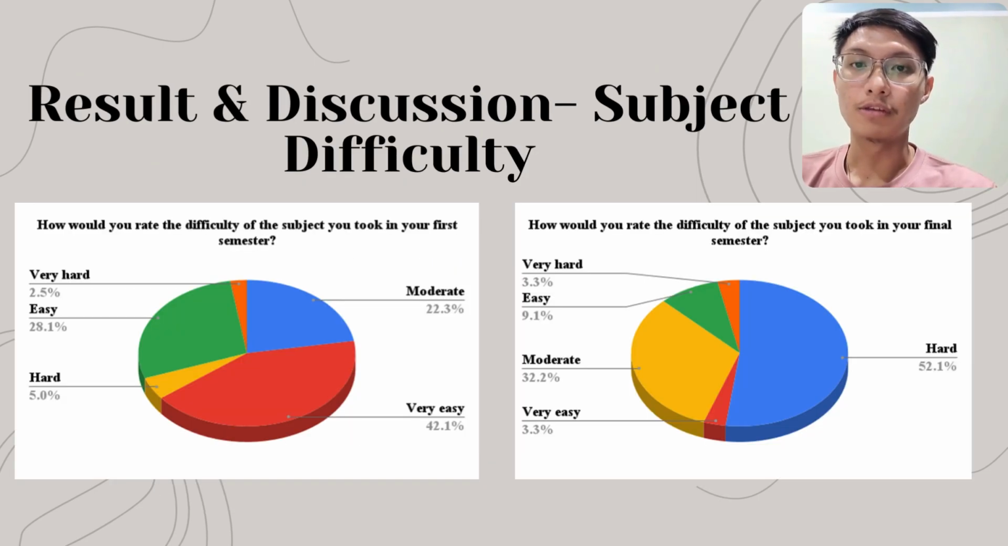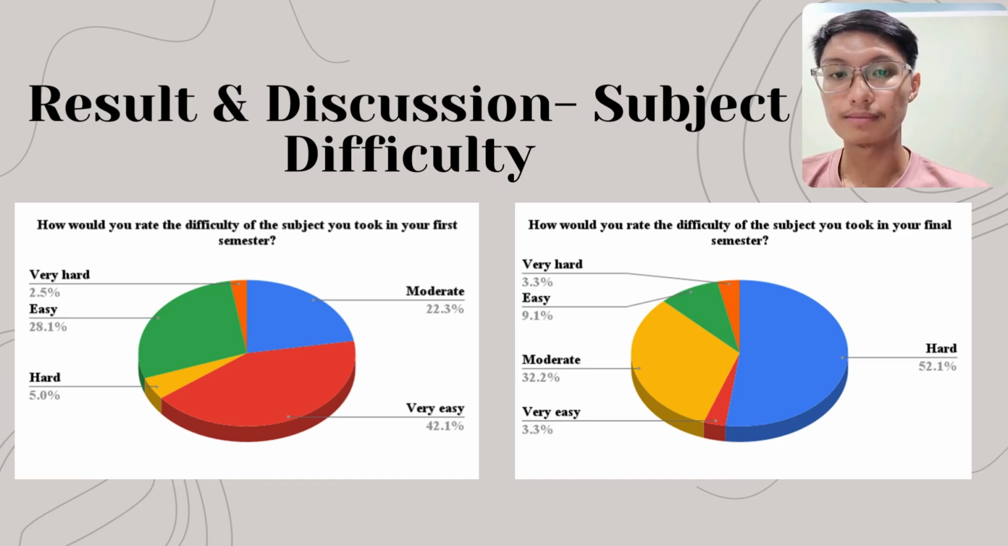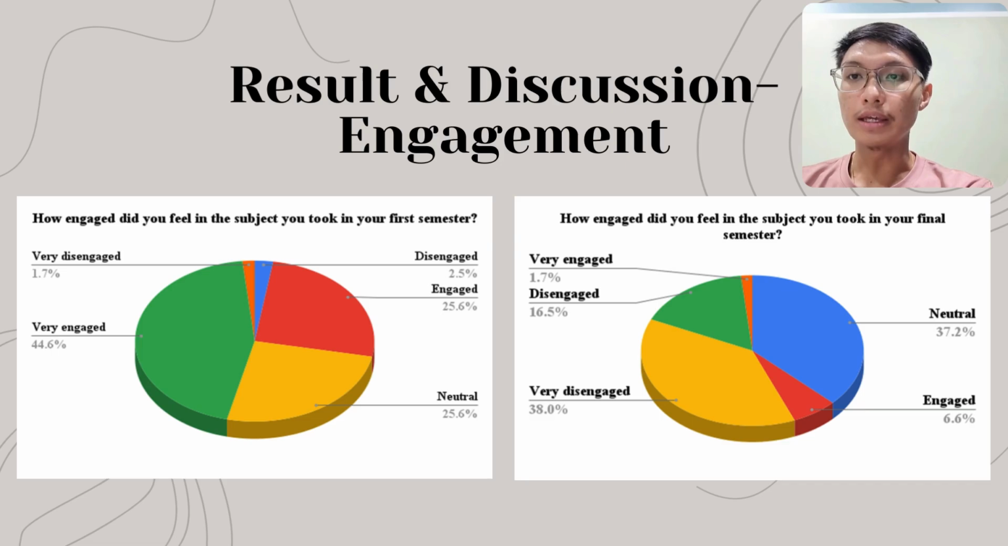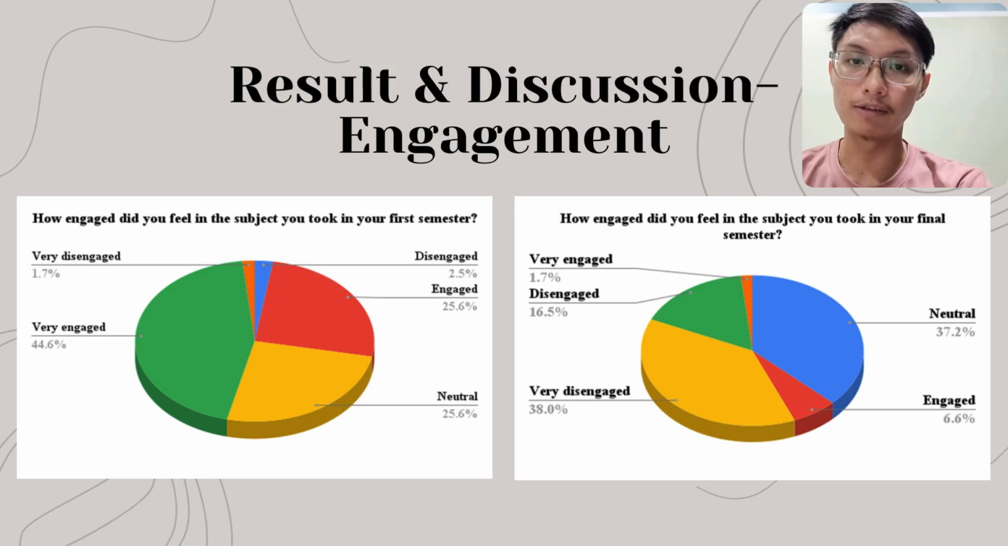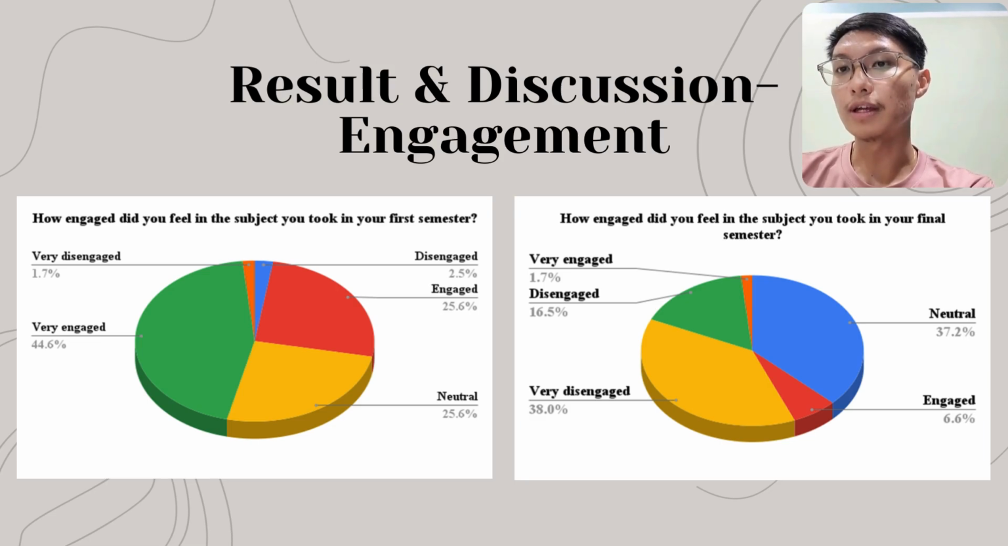And for the subject difficulty, the first semester students found it very easy. And the final semester students found it very, very difficult to achieve their grades. And for the engagement with this university subject, we found that the first semester students felt more engaged or actively involved, whereas the final semester students felt disengaged or neutral about this university subject.